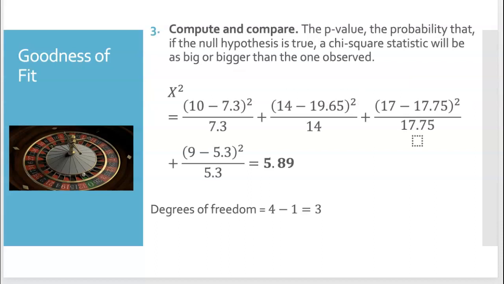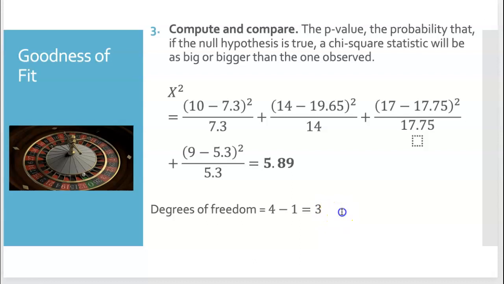So compute and compare. What I do is I find the chi-square test statistic. For each cell, for each outcome, I compare what I observed to the expected, square it, divided by expected. I do the same for each cell. And what I get is a chi-square test statistic of 5.89. And my degrees of freedom here are 4 minus 1.